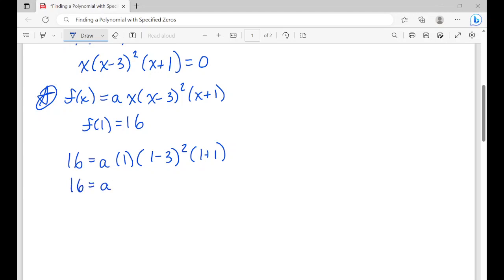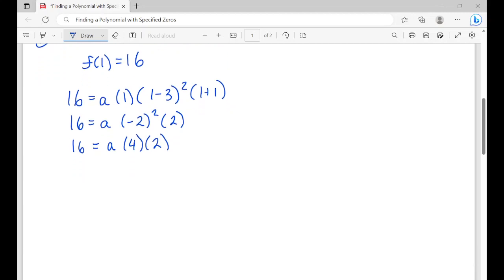So a times 1 is a. 1 minus 3 is -2 squared. And then 1 plus 1 is just 2. And so -2 squared is going to give me 4 times 2. And then I can bring 4 times 2 together. So 16 equals 8a. And now I can solve for a by dividing 8 over, and I'm going to get 2 equals a.